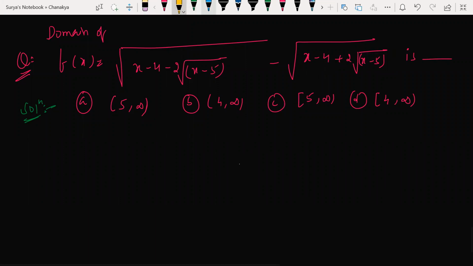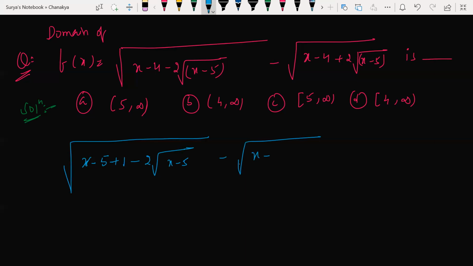This is a very beautiful question, very simple question as well. Look at this here, guys. Here f of x is given to you. He's given x minus 4 here, x minus 5 here. So make everything in terms of x minus 4 or x minus 5, beta. Let me make it in terms of 5. So 4 can be written as 5 minus 1, so x minus 5 plus 1, minus 2 times square root of x minus 5. Correct? Similarly here also, x minus 5 plus 1 plus 2 times of square root of x minus 5.